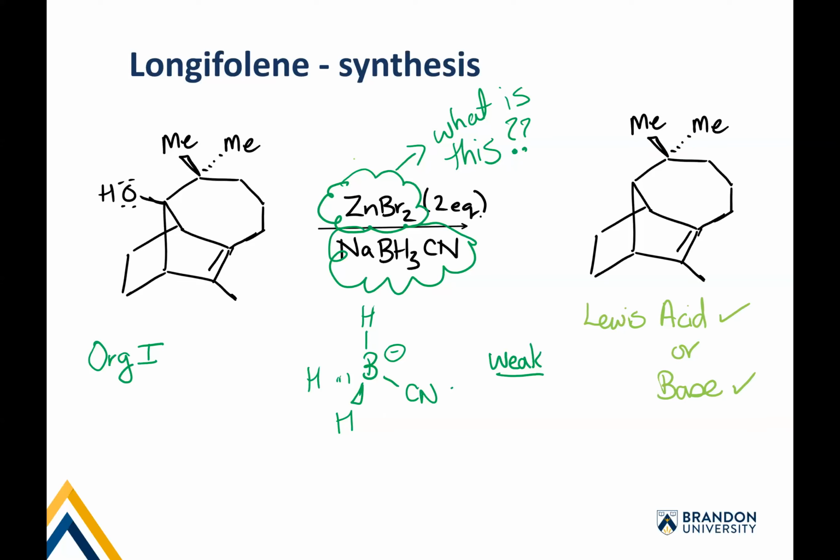So because zinc's a transition metal, we would typically classify this as a Lewis acid. And here we've got a Lewis base. Really what we need to make over here is a carbon-hydrogen bond, a C-H bond. So the source of the H is going to be the hydride itself, the sodium cyanoborohydride. Now, what is it actually attacking?